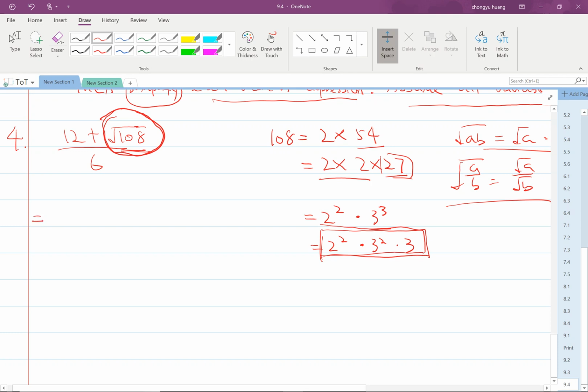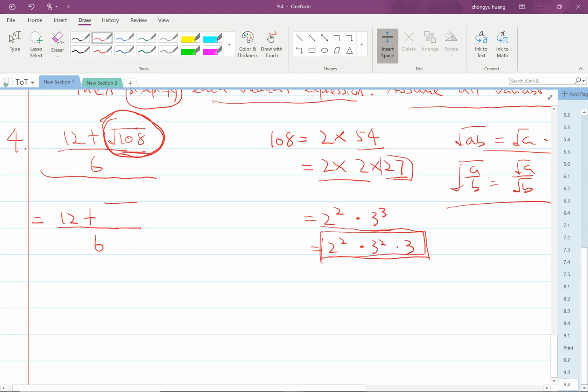So now let's go back to the question. You write down 6 as the denominator. We don't have to do anything for now. And then you write down 12, and then we have a plus, right? You write down 12 because we are not able to do anything right now. And for the square root of 108, we write down 2 to the power 2 multiplied by 3 to the power 2, and then multiplied by 3.